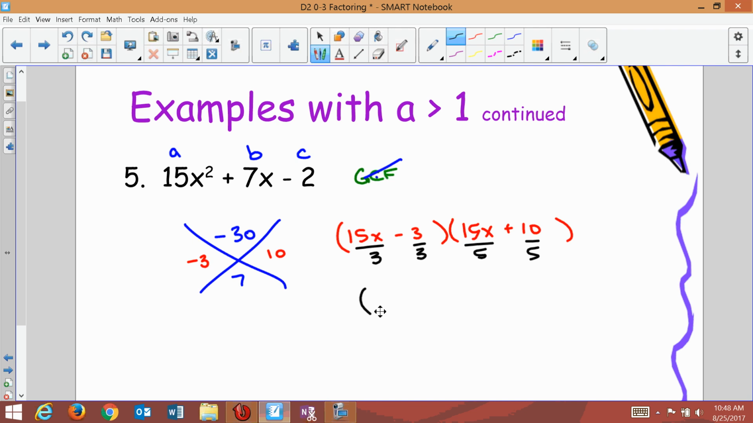Over on the left side, my new quantity will be 5x. Let me try that again. 5x minus 1. And on the other parenthesis, I'll end up with 3x plus 2. And that's my answer here.